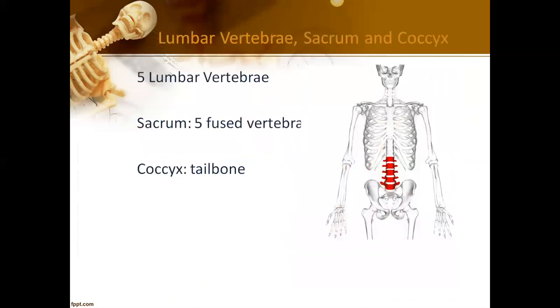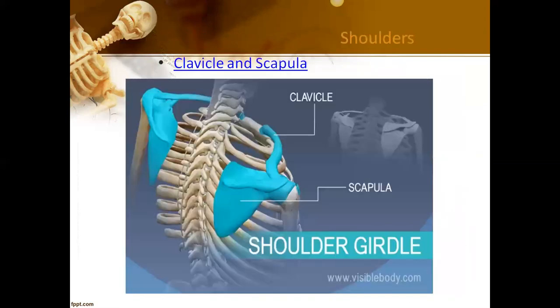And then we have the lumbar vertebrae. There's 5 of those, and they're marked in red on the diagram. And below that are the sacrum and the coccyx. The sacrum is 5 fused vertebrae, so they are counted as a single vertebrae.